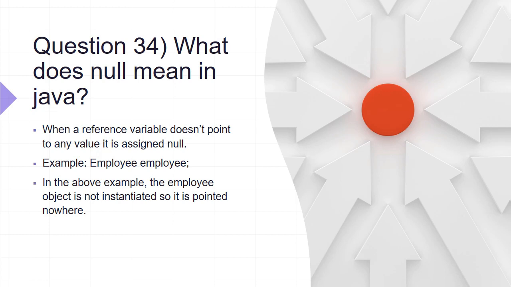Question 34. What does null mean in Java? When a reference variable doesn't point to any value, it is assigned null. Example, Employee employee = null. In the above example, the employee object is not instantiated, so it points nowhere.